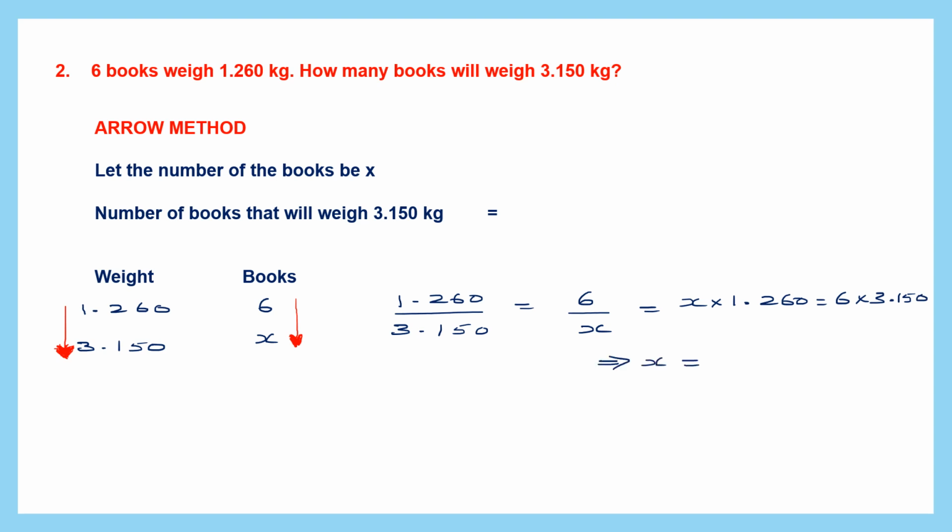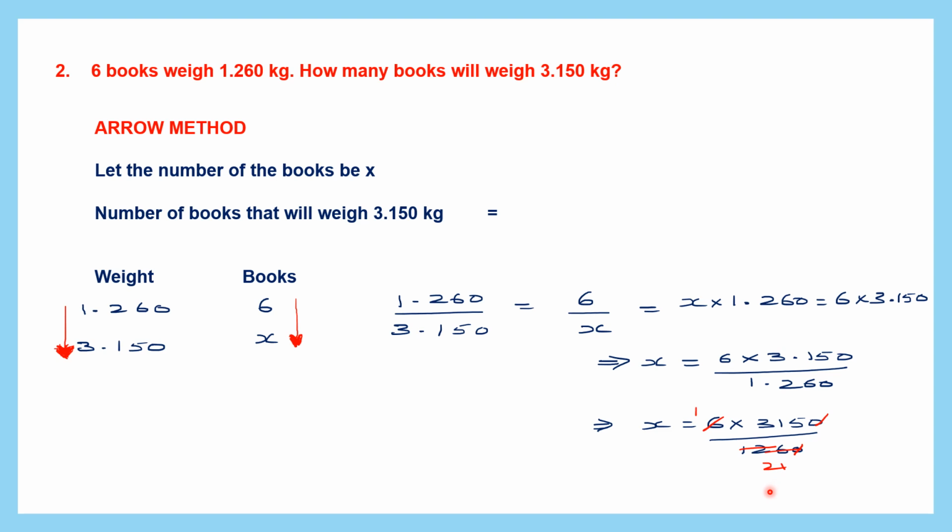Now to find the value of X, we leave X alone here because this is now an equation. X is 6 into 3.150 divided by 1.260. This again we've got like how we had it in the previous part where we had the statement method. Here we're going to change it to whole numbers by removing the decimal point, multiplying both by 1000. So here we get X is equal to 6 into 3150 divided by 1260, and then we cancel. I can cancel this by 6. 6 ones are 6. Here 6 twos are 12. 6 ones are 6.